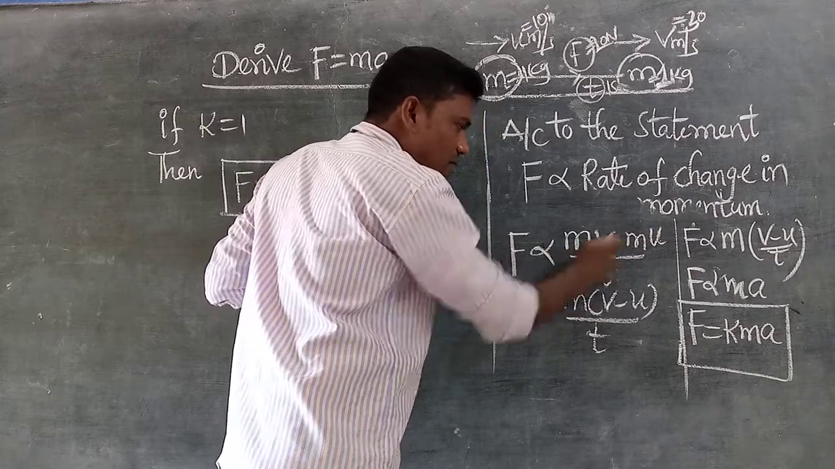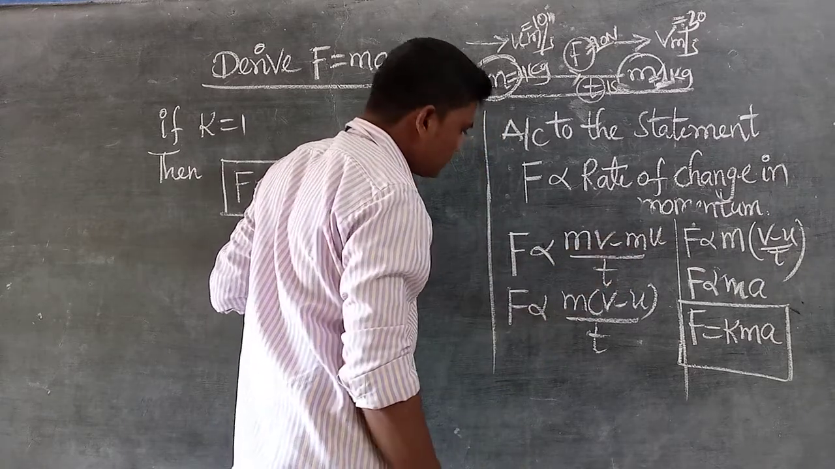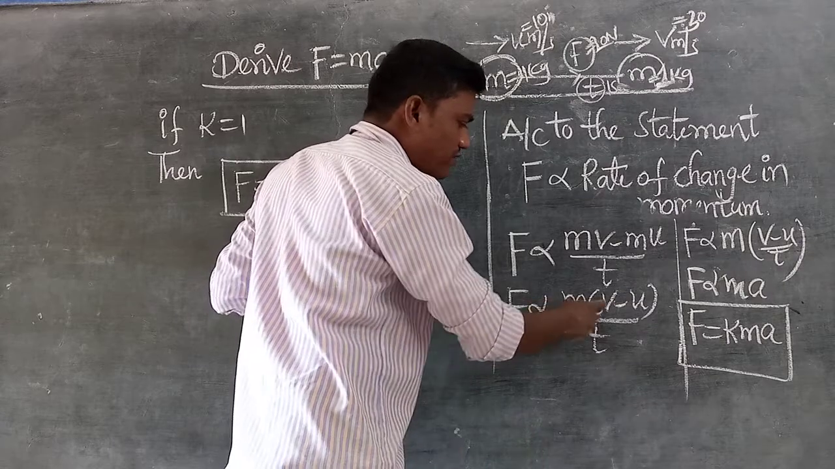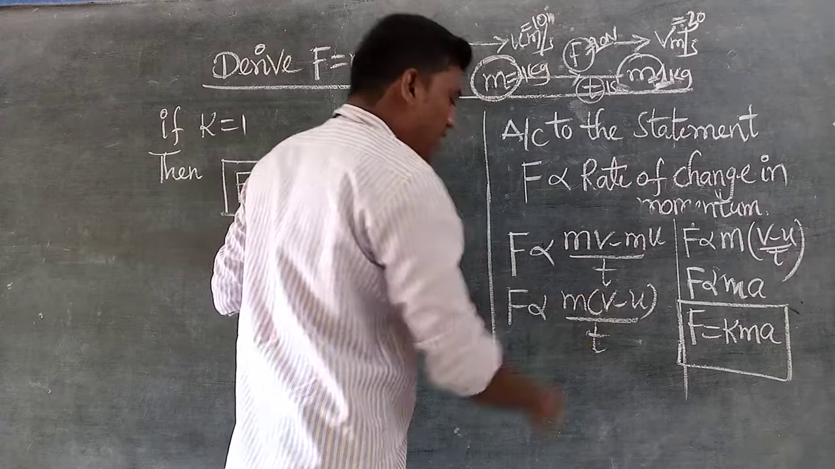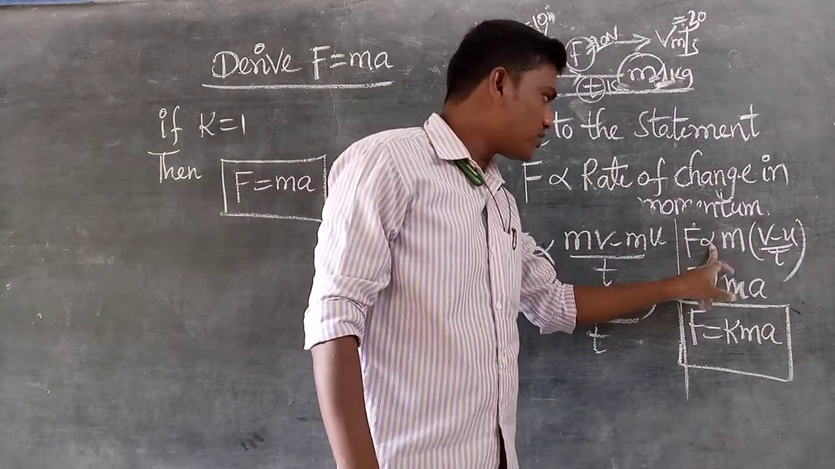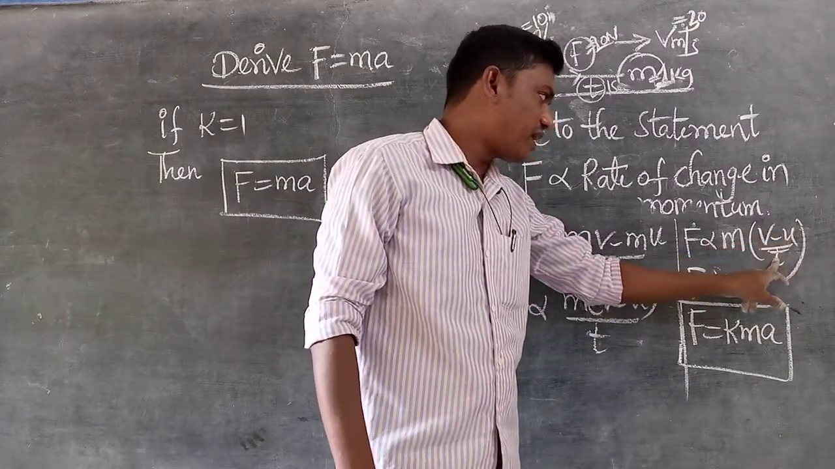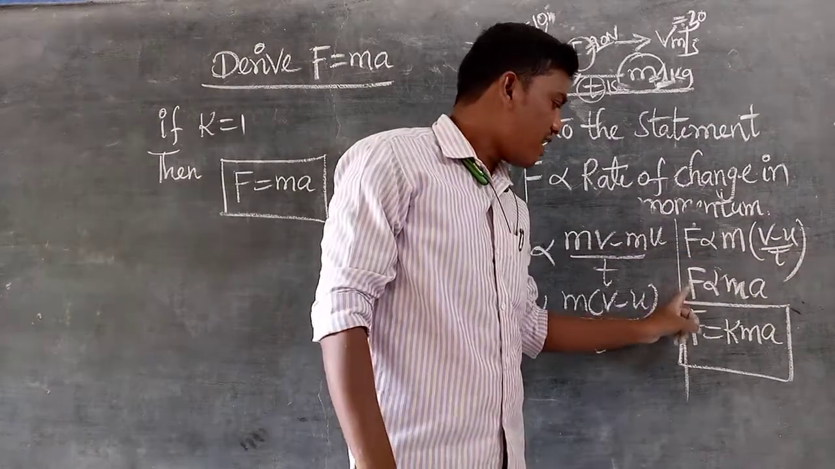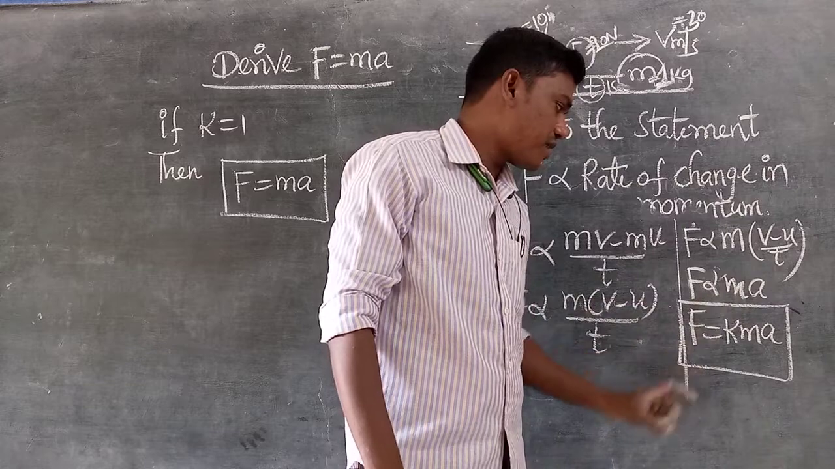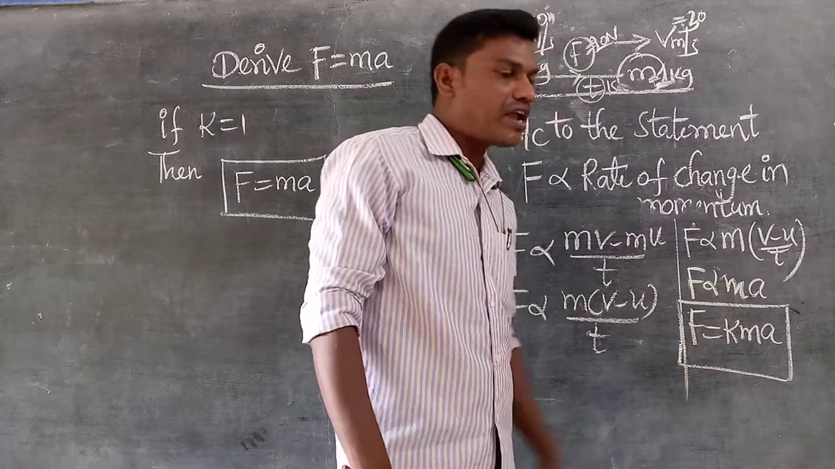So here, which is the common factor in the numerator? m of (v minus u), m of (v minus u) upon t. Then F is directly proportional to m of (v minus u) upon t. (v minus u) upon t is nothing but acceleration. That's why F is directly proportional to ma. Then F is equal to k into ma.